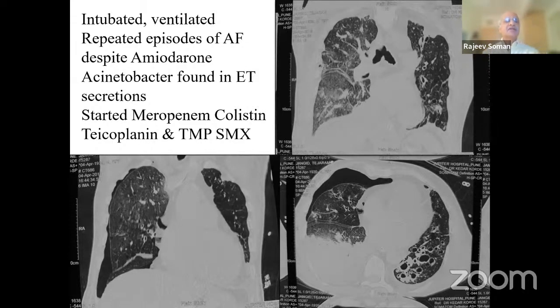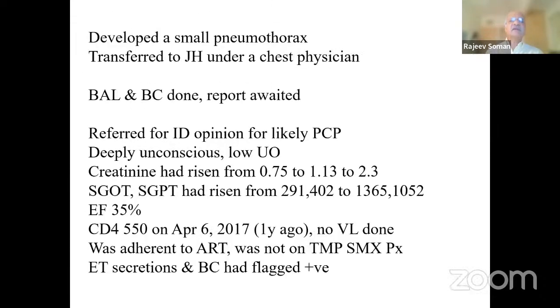Acinetobacter was found in his ET secretions. He was started on all these antibiotics. There was a question whether there is PCP, and therefore the patient was referred for an ID opinion. Now, overall, it looked like that the patient was having CNS dysfunction, deeply unconscious, low urine output, creatinine had risen rapidly. SGOT, SGPT had also gone up rapidly. His ejection fraction was found to be very low, but his CD4 count was relatively good, 550, but that was 1 year ago, and they had not done a viral load.